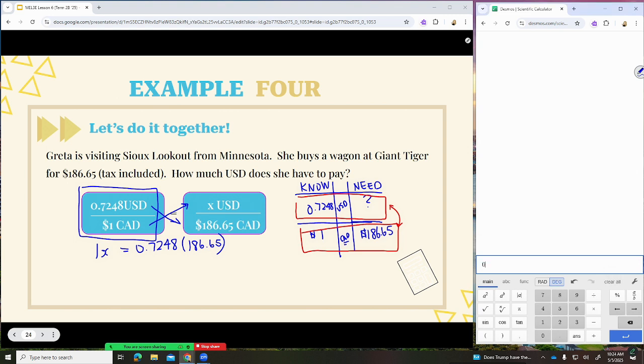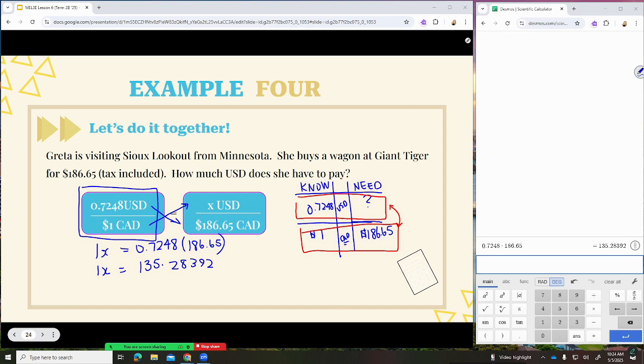We can then calculate what is 0.7248 times 186.65 to find that 1x, because 1 times x, we don't know what x is, so you just put them together, 1x equals 135.28392. Remember, if you keep all the decimal places when calculating this, you'll have a more accurate answer.